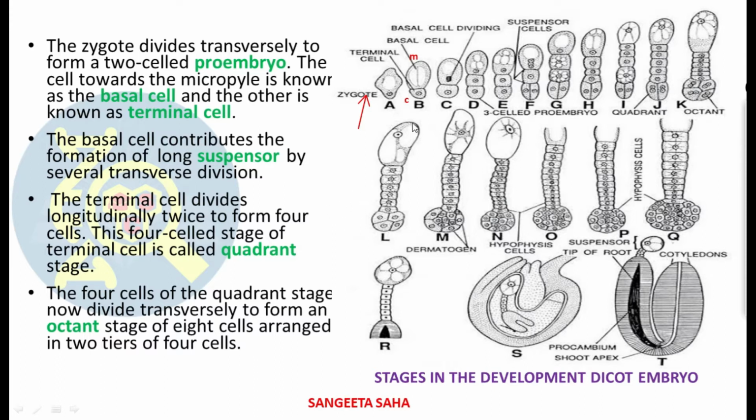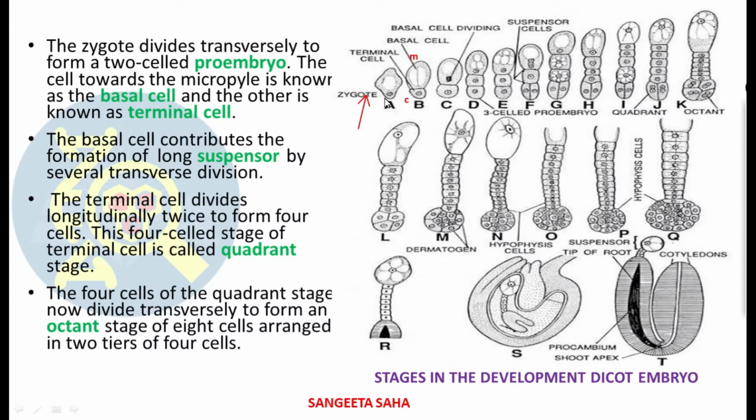Now this zygote undergoes mitotic division to form two cells, as you can see in the diagram. The one which is towards the micropyle is the basal cell, and the one which is towards the chalaza is the terminal cell. It is already marked in the diagram.